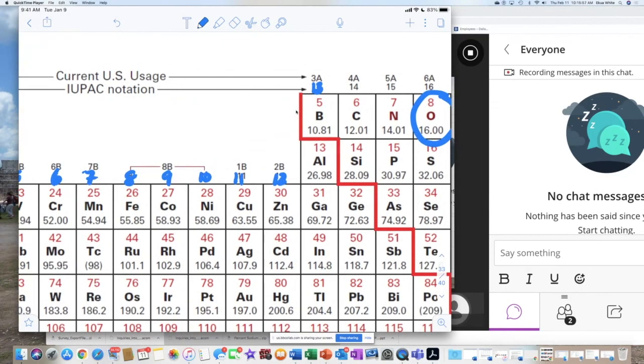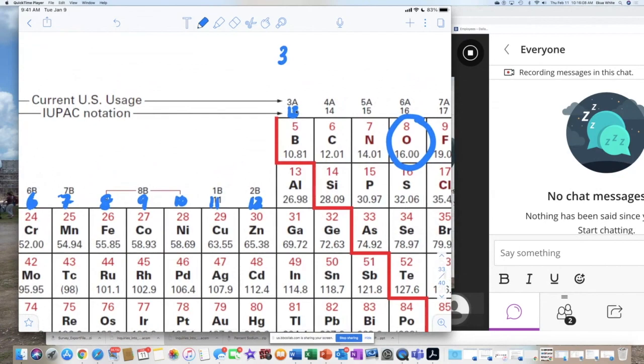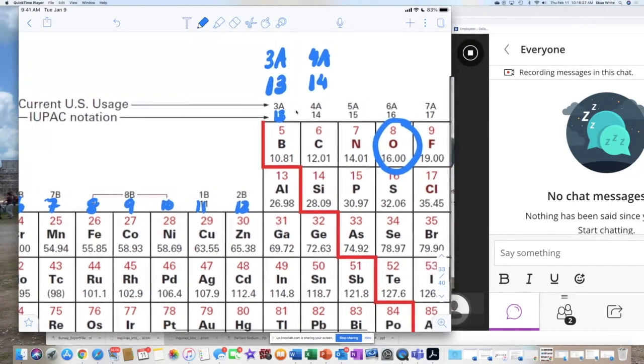Now, I am not big on memorizing. My brain is just not wired to memorize things. And I was like, oh no, now I have to memorize another group number for 3A. Look at it this way. When you get to 3A, if you're more familiar with 3A, for the new numbering system, just add a 1 in front of the 3 and lose the A. And if you're used to 4A, add a 1 in front of the 4 and then lose the A. So you're not having to memorize a lot, because I am not very good at memorizing.